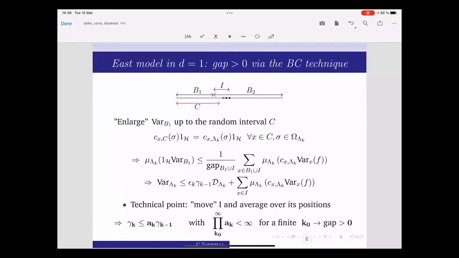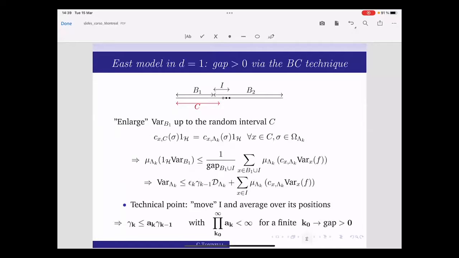But then one can average on the position of this stripe, so change the definition of the dynamics of this block dynamics and moving around this stripe, and conclude the proof that the inverse of the spectral gap on scale K is upper bounded by a constant A_K times the inverse of the spectral gap on scale K minus 1, where this constant A_K is such that if I multiply all the constants on all the scales and up to infinity, this product remains finite.